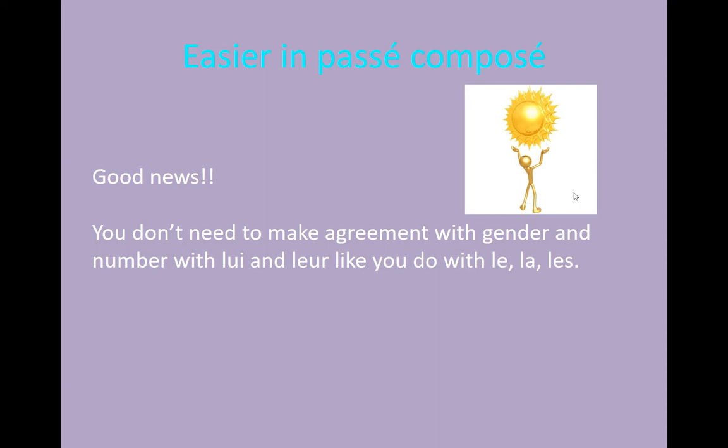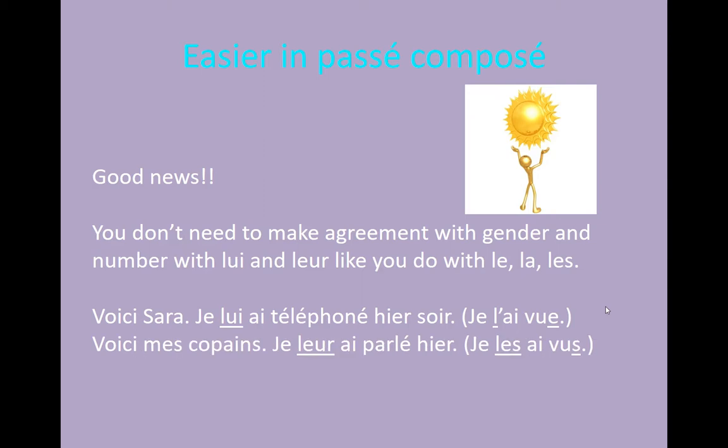Good news is this is easier in passé composé. You don't have to worry about making masculine, feminine, plural agreement like we did with le, la, les. Voici Sarah. Je lui ai téléphoné hier soir. This lui is referring to Sarah. She's a girl, but we didn't make agreement here. But when we say je l'ai vue, this l' is la referring to Sarah, and we do make agreement. Again, I'm not going to take off if you don't do that because speaking-wise, you're not going to hear a difference in pronunciation in most verbs. Voici mes copains, je leur ai parlé hier. I don't need to make an agreement on the end of this because leur doesn't need that. Je les ai vus, I put the s because les is plural.